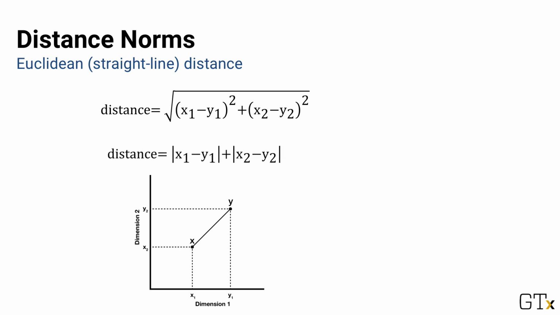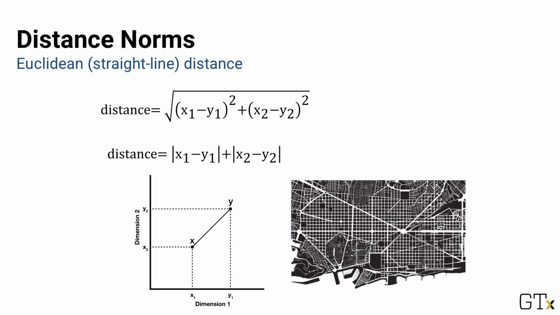A second common distance metric is rectilinear distance, the absolute value of x1 minus y1 plus the absolute value of x2 minus y2. This sort of distance is sometimes used, for example, when driving in a city where streets are laid out as a grid, which is why it's sometimes also called the Manhattan distance.